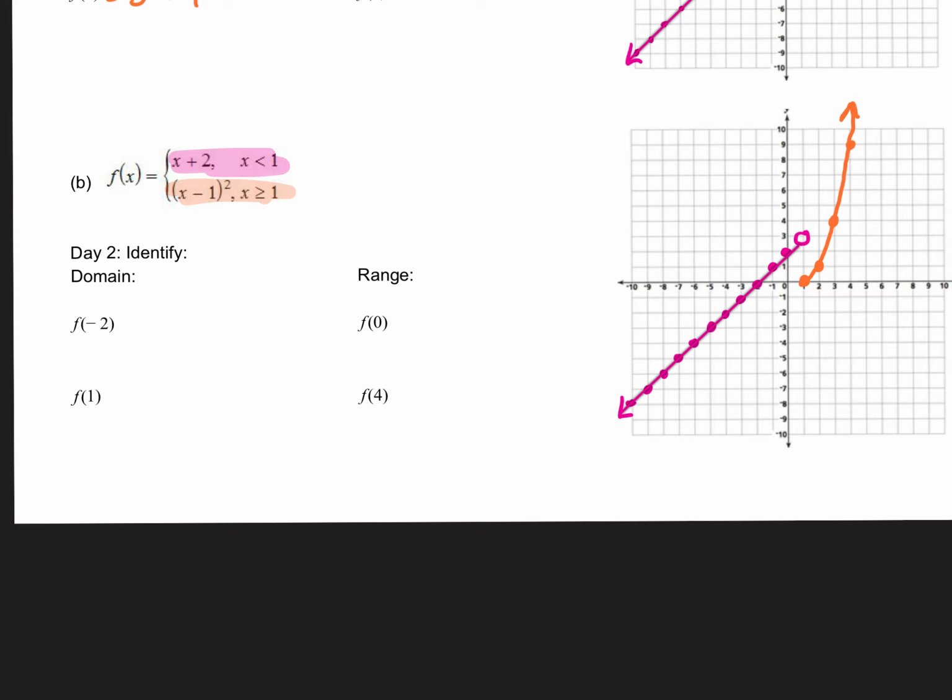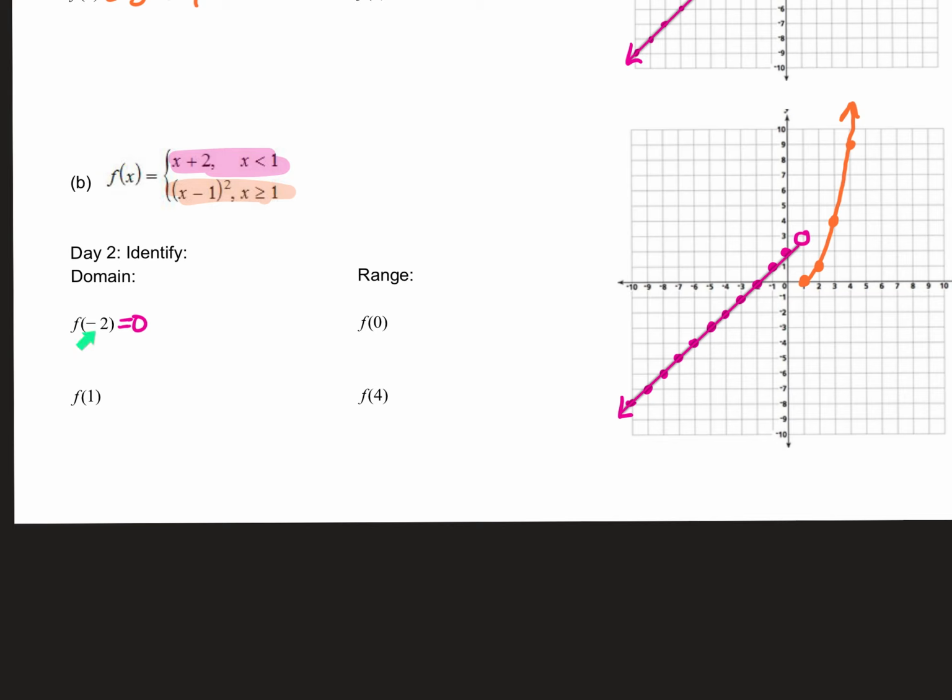So I could either look at my graph and find where x is equal to -2 and see the value of my function there. And I have a y coordinate of 0. So I know it's 0. Now I could also find that by using my function.